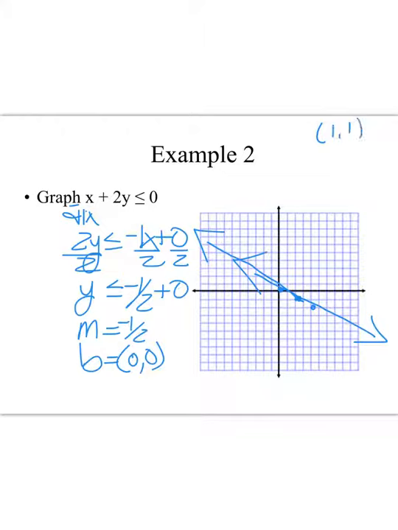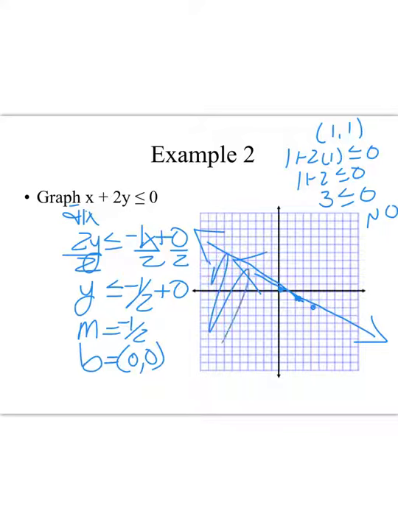I like (1, 1). Again, small numbers, they're both positive. So 1 plus 2 times 1 needs to be less than or equal to 0. So 1 plus 2 needs to be less than or equal to 0. 3 needs to be less than or equal to 0. That is false. 3 is not smaller than 0. Because that is a false statement, I am going to color on the side opposite (1, 1). So (1, 1) is not an answer, so I don't want to color it in. I want to shade in where (1, 1) is not.